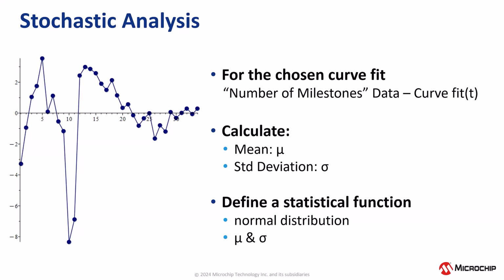The randomness around the selected curve was determined. If we subtract the curve fit equation from the data points, the randomness around the curve is determined. The random data is shown in the chart. Then the mean and standard deviation of the random data were calculated. Finally, a normal distribution function using the mean and standard deviation was generated.